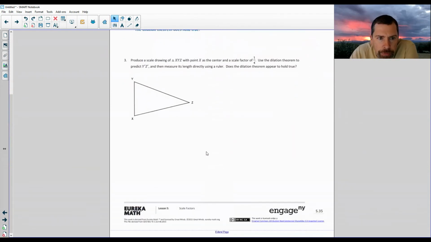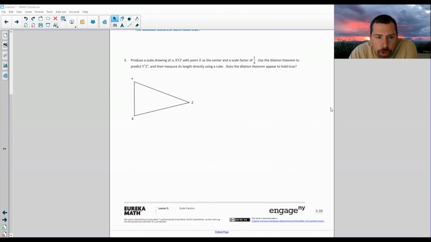Okay, number 3. Produce a scale drawing of this triangle with point X as the center and a scale factor of 1/4. Now keep in mind that 1/4 is less than 1, so it's going to be a smaller triangle inside this triangle. So it says to use the dilation theorem to predict the length of Y prime Z prime and measure its length directly using a ruler.